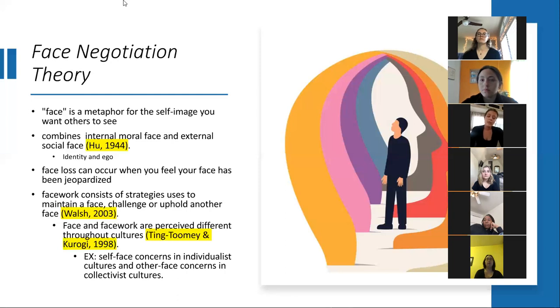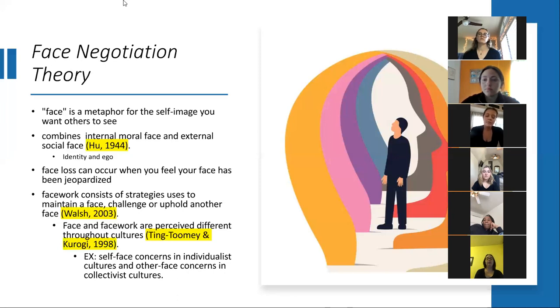According to Ting, Toomey, and Kurogi, there are five distinct conflict styles, consisting of dominating, integrating, compromising, and obliging. Dominating conflict style emphasizes the defense of one's face by use of strategies to threaten another's face. Avoiding style emphasizes saving the face of another person in order to embarrass another's face. Integrating style emphasizes a mutual concern for both self-face and other-face by keeping their conflict private.